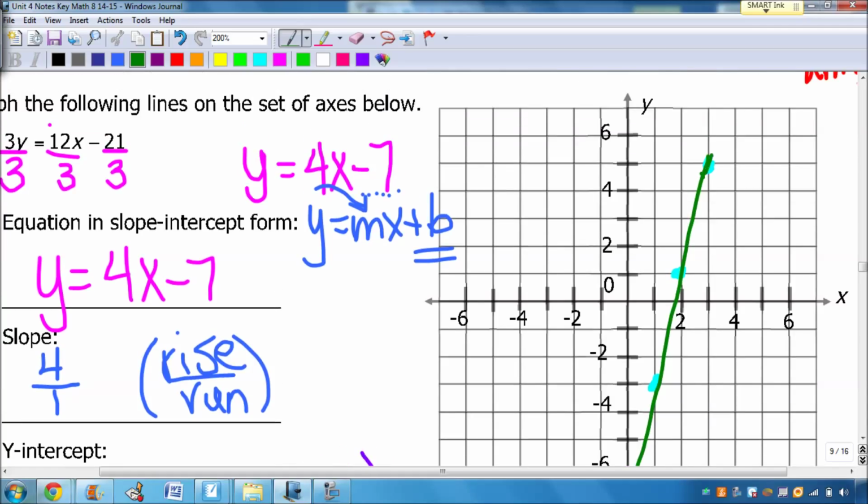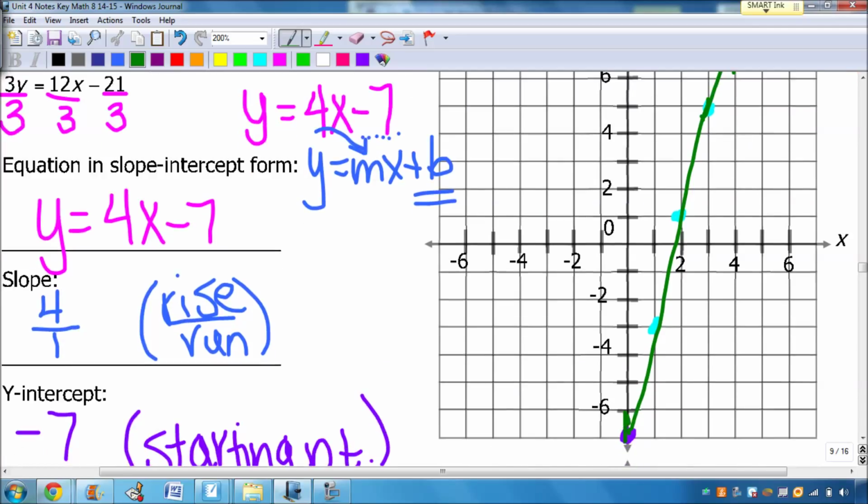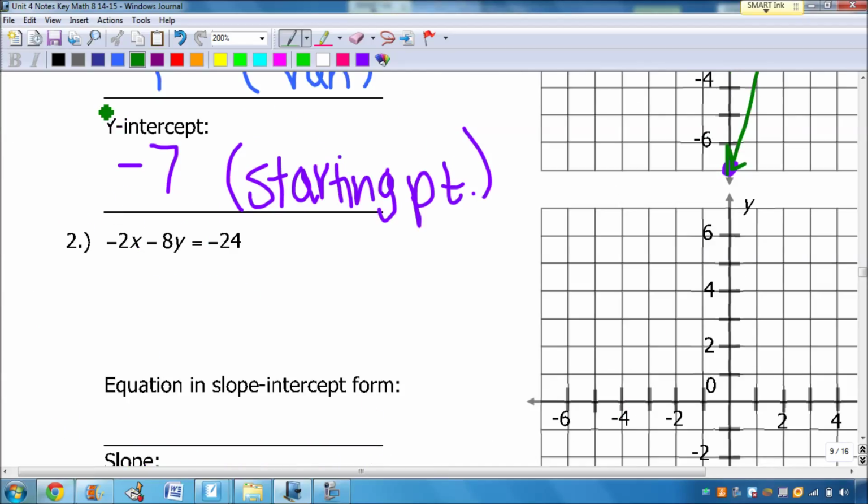And also, you need to make sure that you draw your arrows on your line, and that you write your equation on the line. So y equals 4x minus 7, you must write that on the line, okay? All right, let's take a look at number 2.